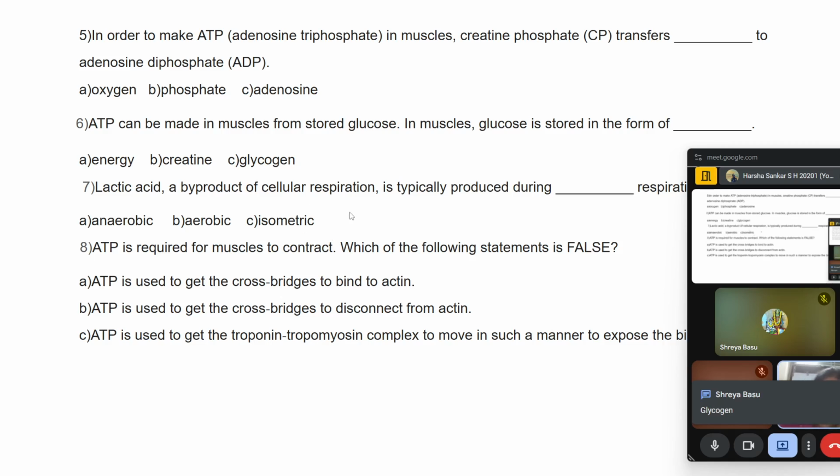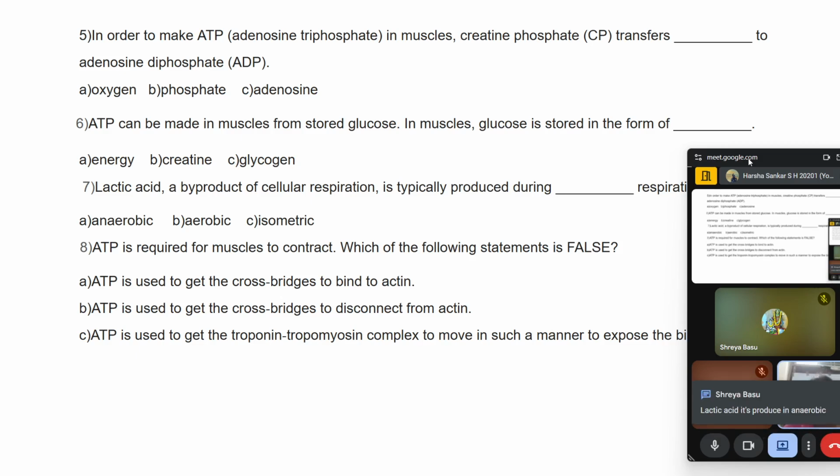Lactic acid, a byproduct of cellular respiration, is typically produced during dash type of respiration. Which is the correct answer? Aerobic, anaerobic, or isometric? Lactic acid. This we have studied in the plus one, plus two NCERT textbook. Yeah, it's produced in anaerobic respiration.